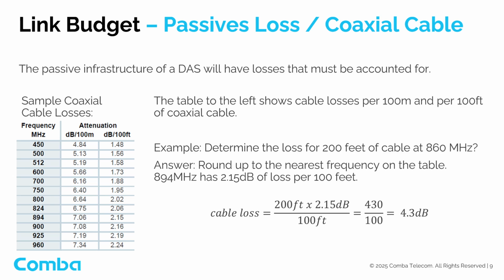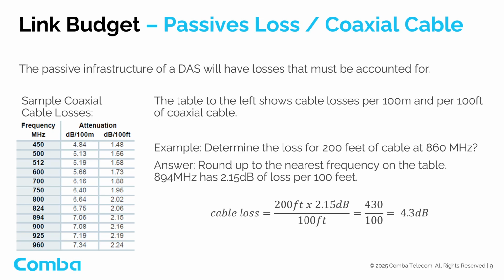In link budget calculations, loss and attenuation are interchangeable terms. Calculating the signal loss over a specific length of cable is simple. If we know the frequency and the length of required cable, we can calculate the loss of the cable using the formula. The cable loss is equal to cable length times the attenuation per 100 feet divided by 100.